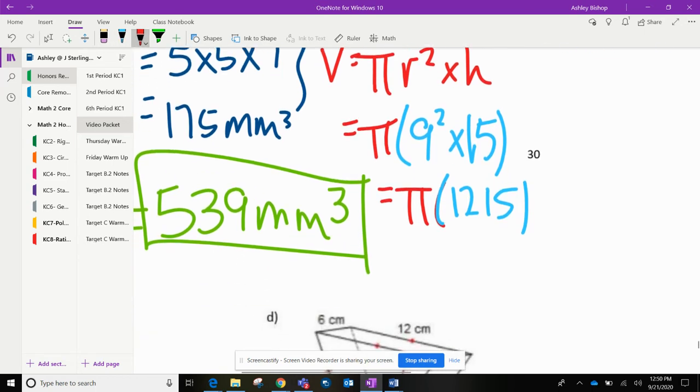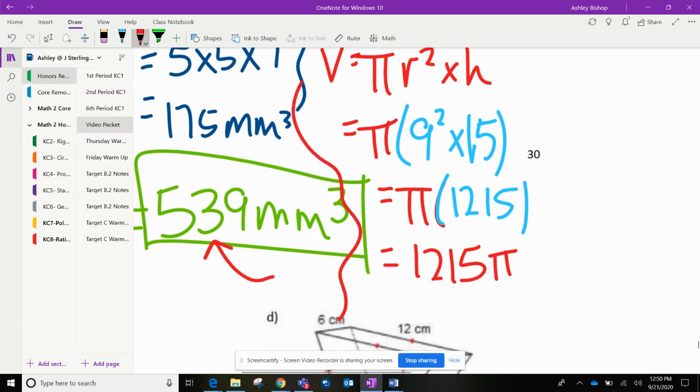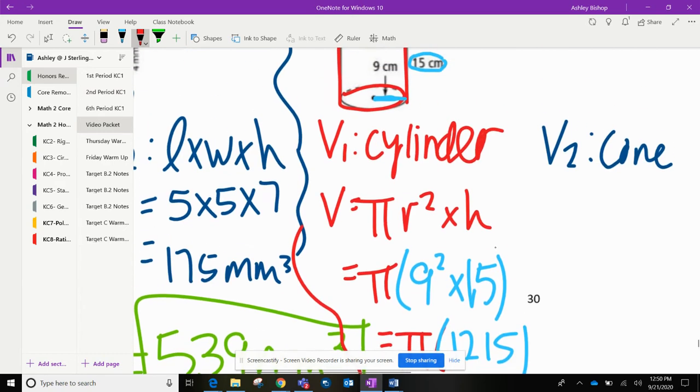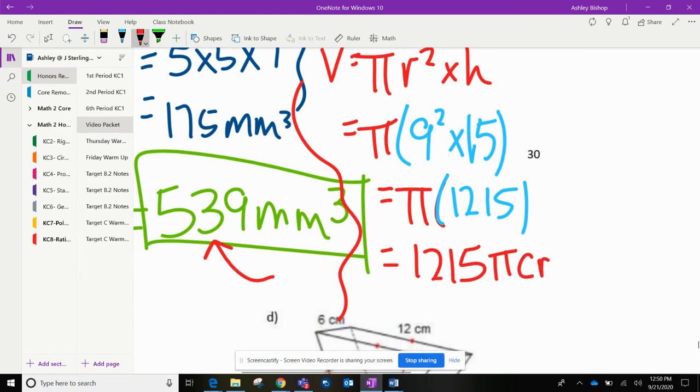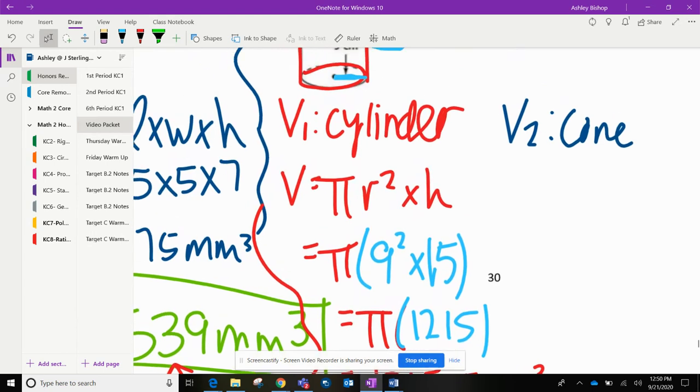And then our answer, we formulate nicely, 1,215 pi. We're going to rearrange these. Pi always goes after your answer. And don't mind this. This is part 2's answer. 1,215 pi. And then my units is centimeters cubed. All right. So I'm going to hold on to that. And then I'm going to go do the work for my cone.